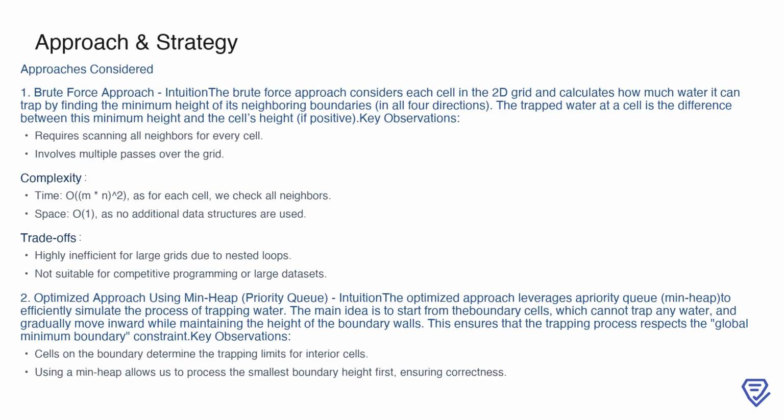Specifically, the time complexity is O((m times n) squared), since for each cell we examine all its neighbors. The space complexity is O(1), as no additional data structures are used. While intuitive, this approach is highly inefficient for larger grids due to its nested loops, making it unsuitable for competitive programming or real-world scenarios where performance is critical. To address these inefficiencies, we explored an optimized approach using a min-heap, or priority queue.